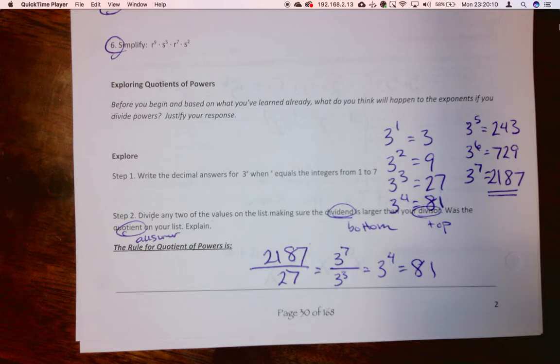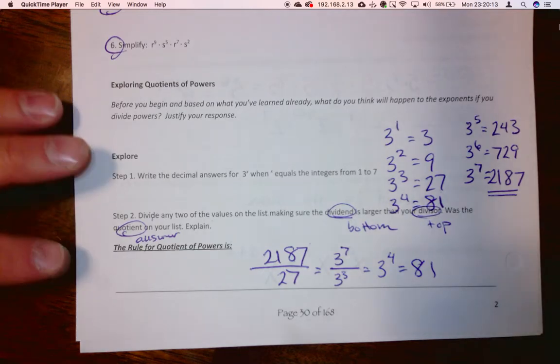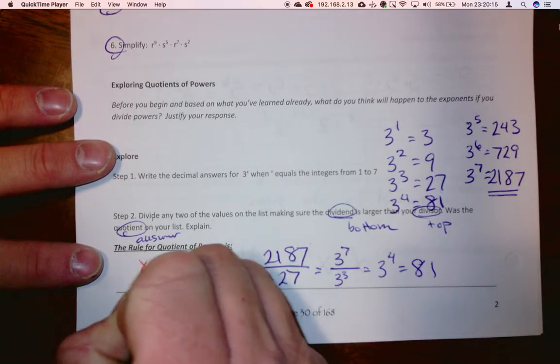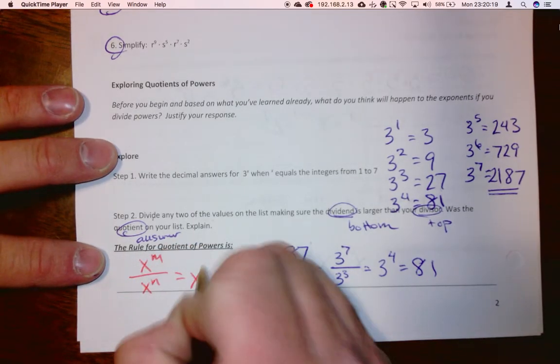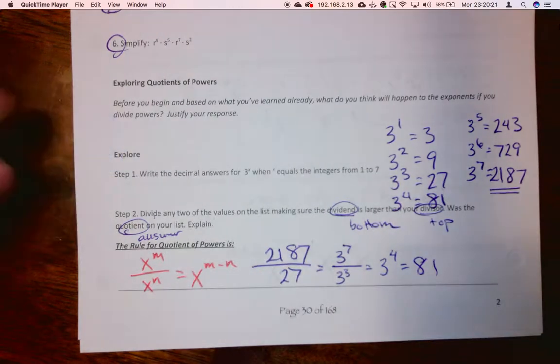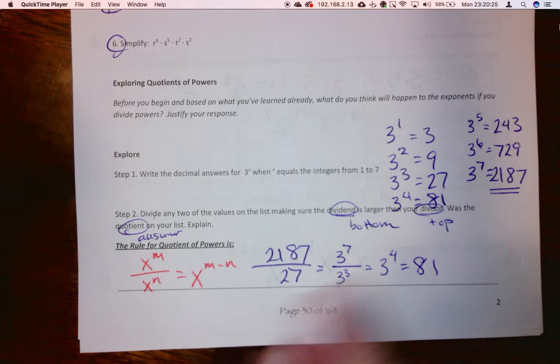So what we mean by this is that the rule for quotient of powers, something like x to the m over x to the n, the result is you subtract the exponents. That's our rule for quotients. We're not done. We got more rules.